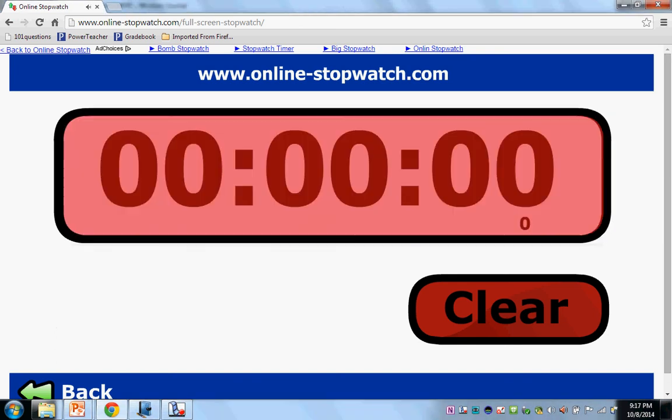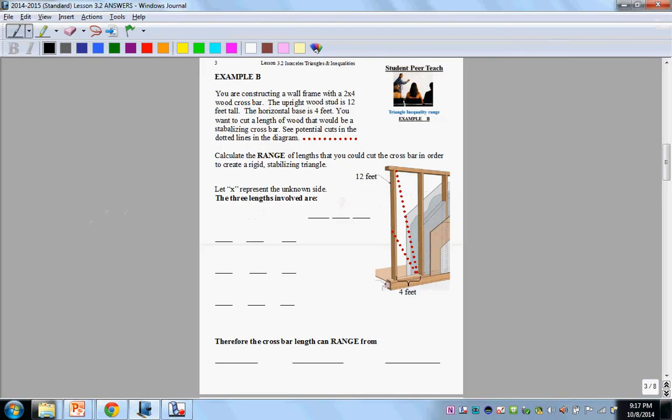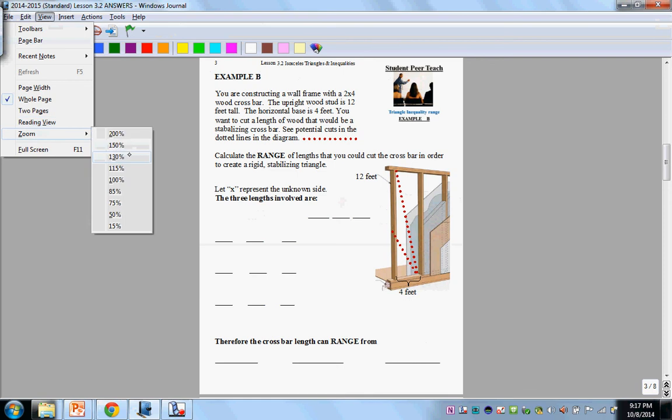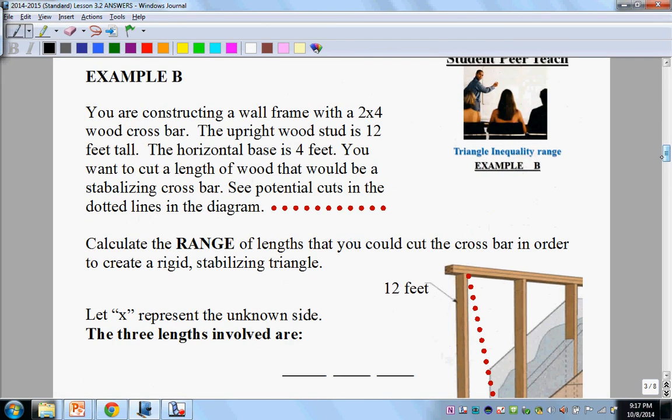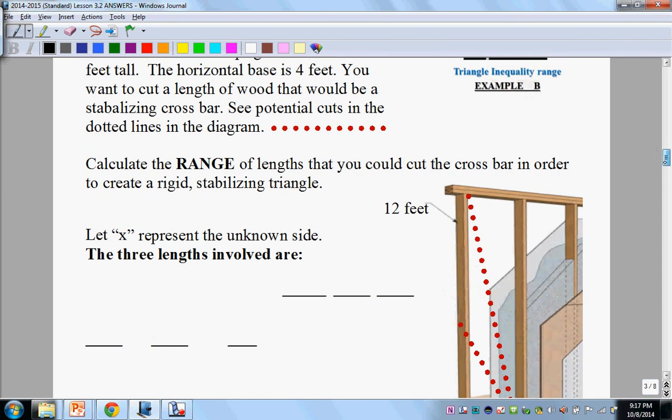All right, let's take a look and see what's going on here. You are constructing a wall frame with 2x4 wood crossbars. The upright stud is 12 feet tall. The horizontal base is 4 feet. You want to cut a length of wood that could be a stabilizing crossbar. You want to see potential cuts in the dotted lines below.